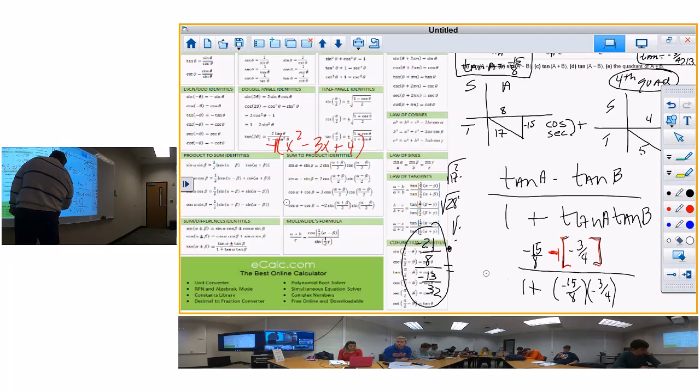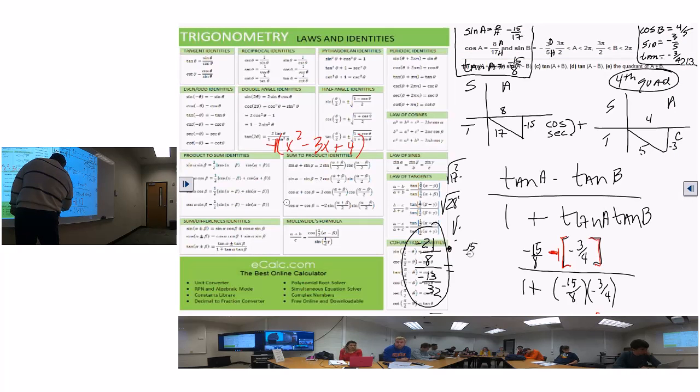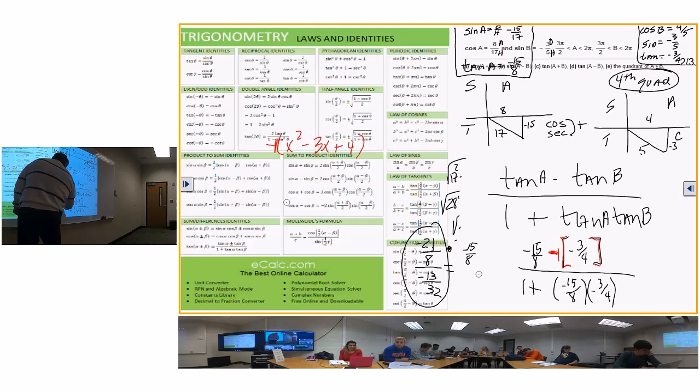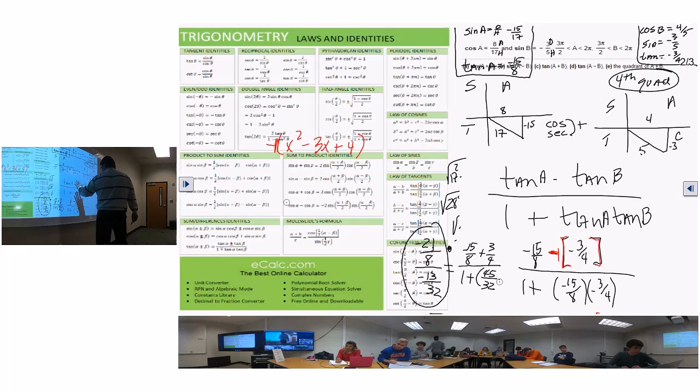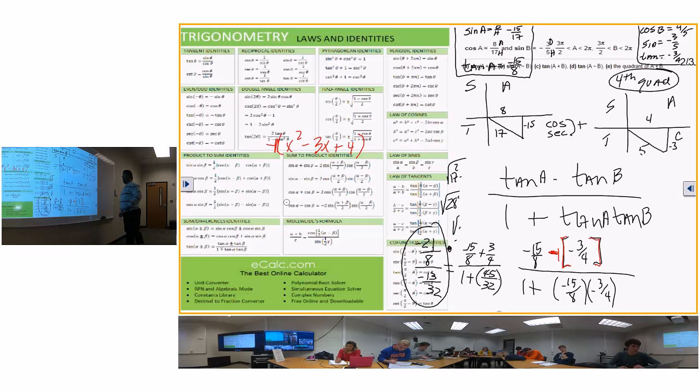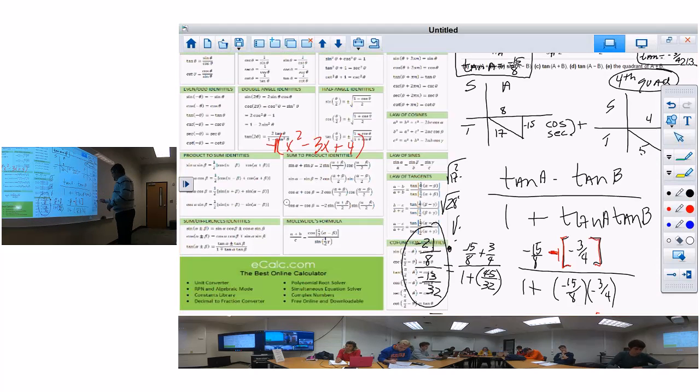All right, -15/8 plus 3/4 over 1 plus positive, and I'm just going to write it out. I know I can't cancel out anything. So that's going to be -45 or +45 over what? 32. Now I'm going to erase all this because I want to show you what's going to happen there for those of you that need it.